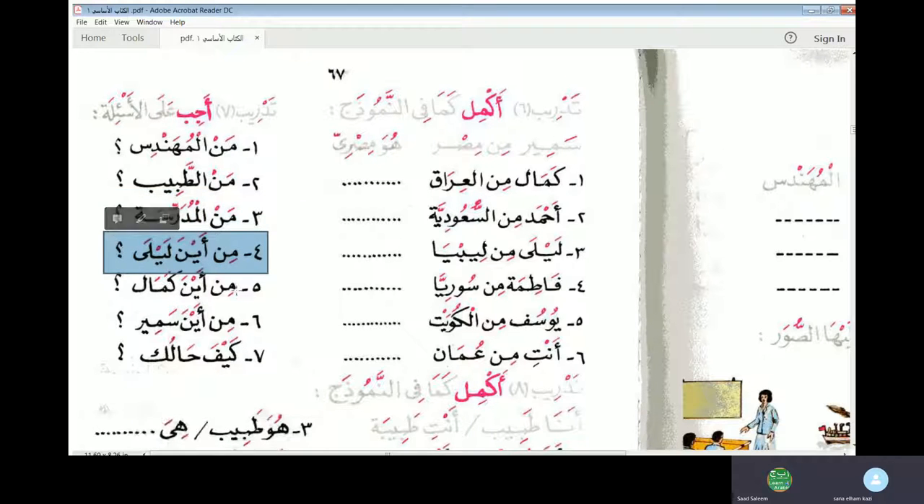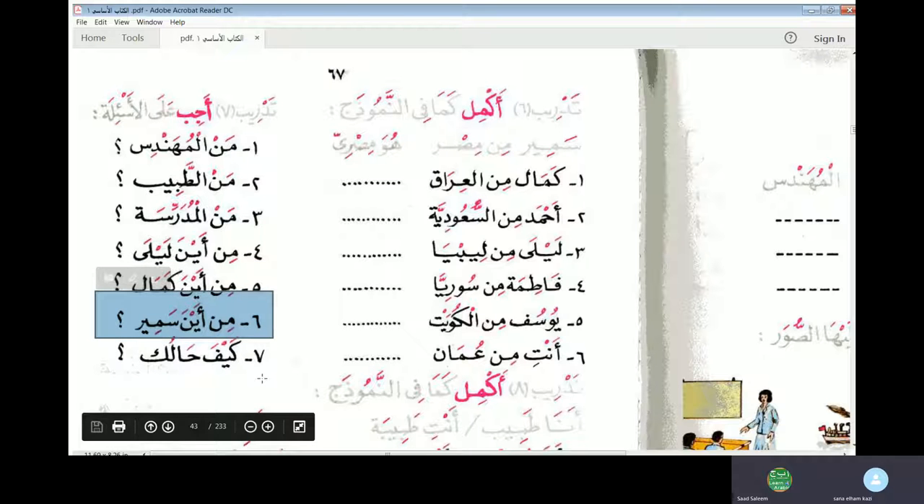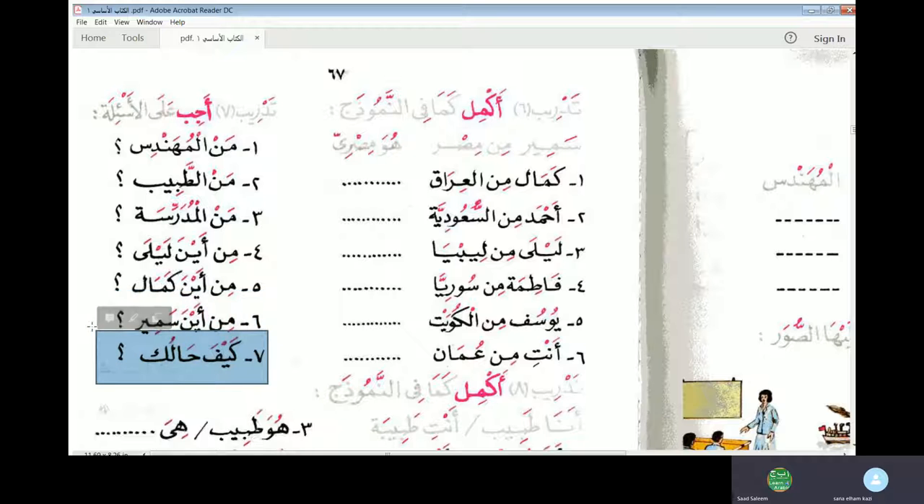Min aina Layla? Where is Layla from? Layla min al-Iraq. Layla is from Iraq. Min aina Kamal? Where is Kamal from? Kamal min al-Iraq. Kamal is from Iraq. Min aina Samir? Where is Samir from? Samir min Oman.